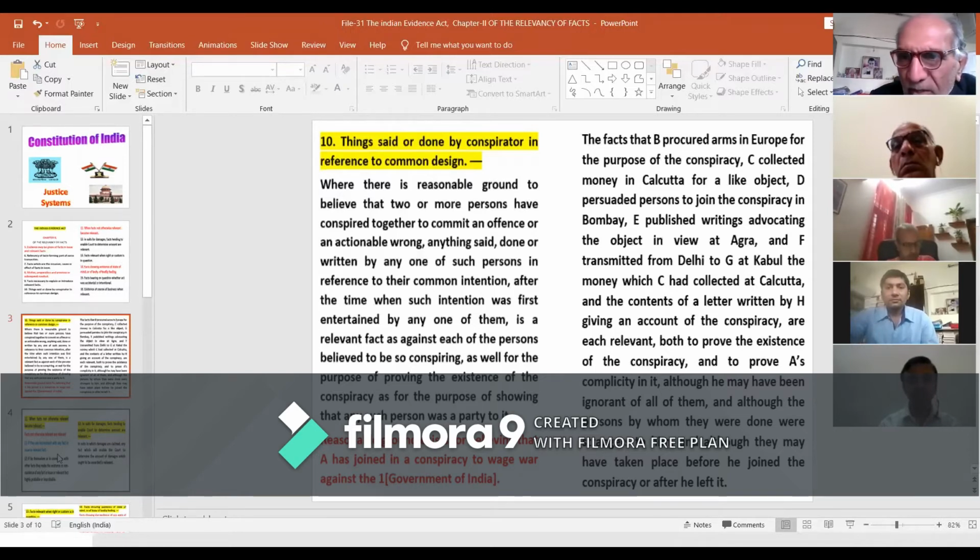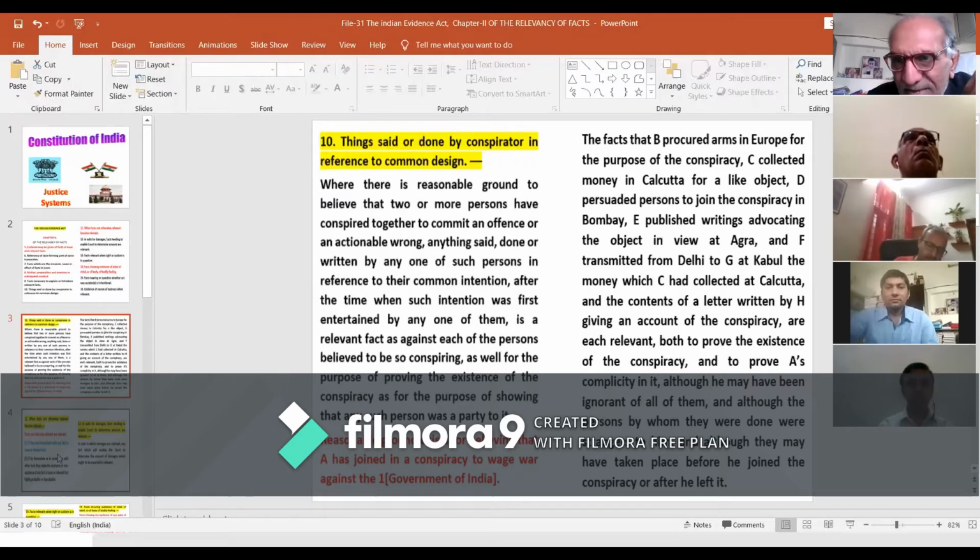See, the actionable wrong is a tort. Actionable wrong is in between the civil cause and the perfect criminal cause. So, to maintain a continuity and to see there is no escape for anybody, therefore the word used is actionable wrong. So, there should be reasonable ground for the belief that two or more persons have conspired together to commit an offense or an actionable wrong. In such a situation, anything said, done, or written by any one of such persons.